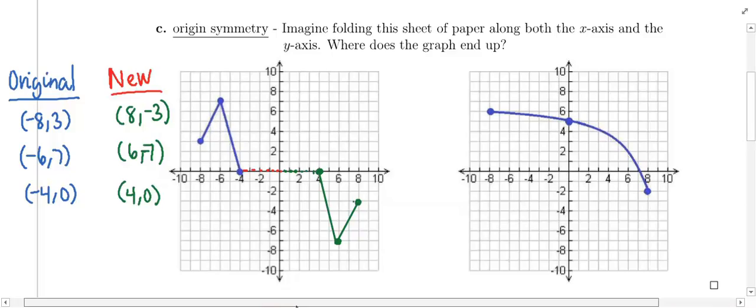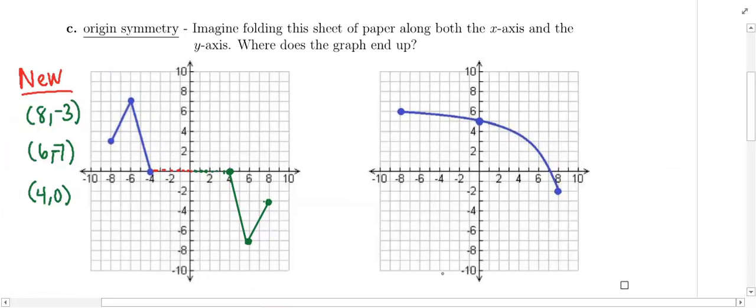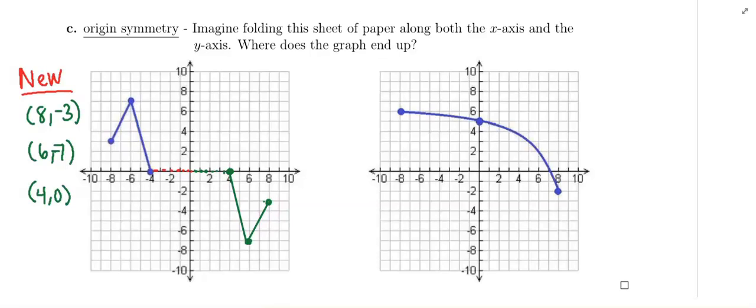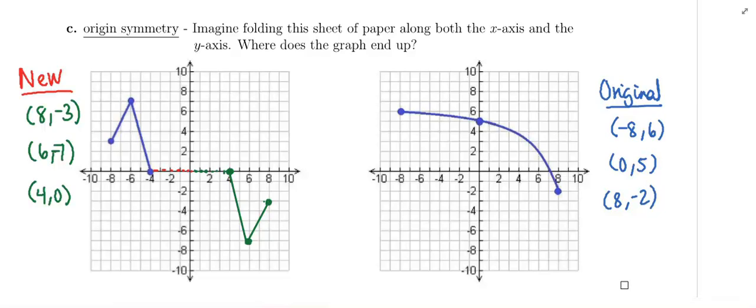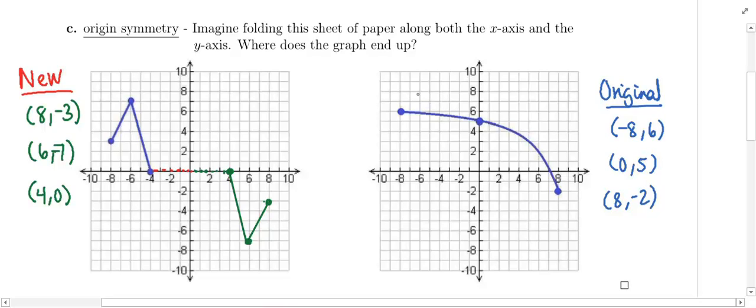So you're doing folding along the x-axis and the y-axis, okay? Let's try it on our last graph, okay? Let me write down our original points. Okay, again, they are negative 8, 6, 0, 5, and 8, negative 2. Let's see where they end up. Okay, I am going to start with negative 8, 6.